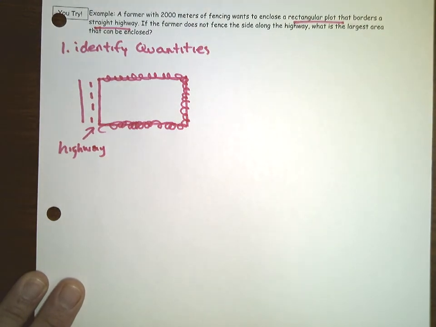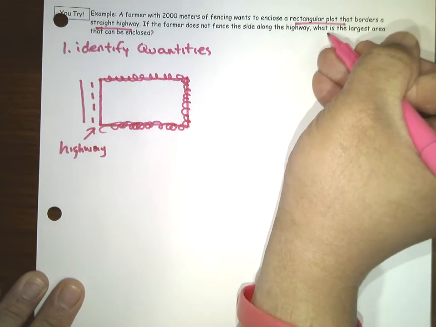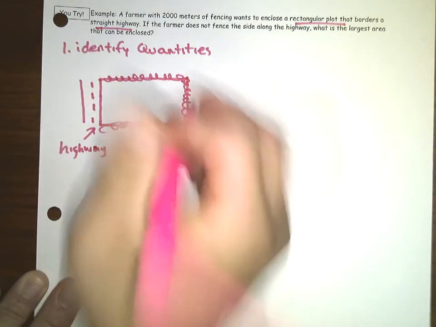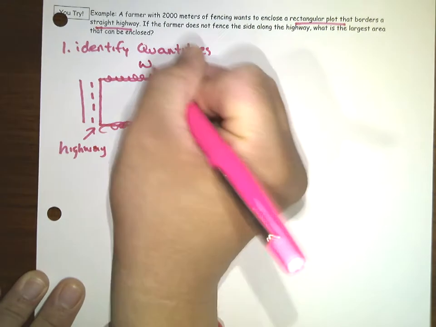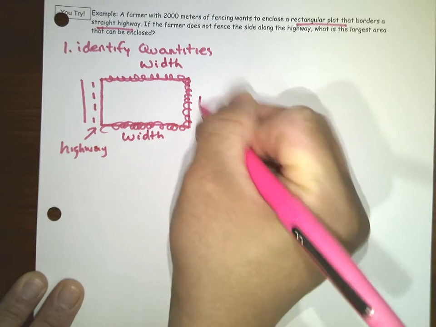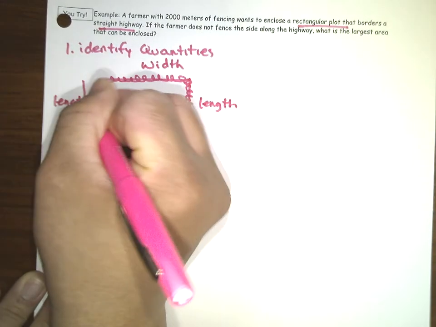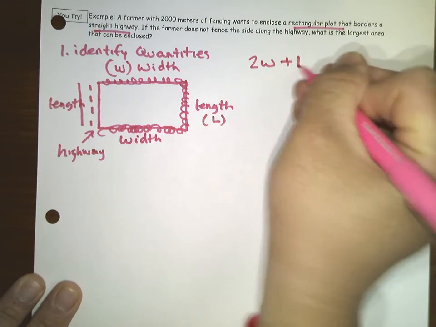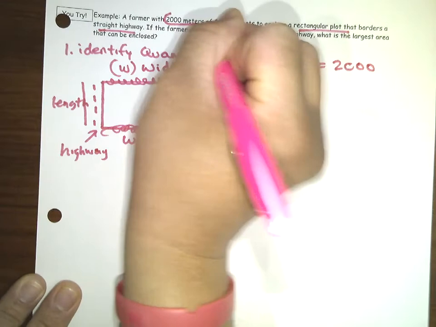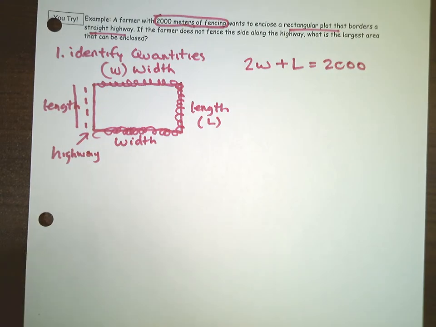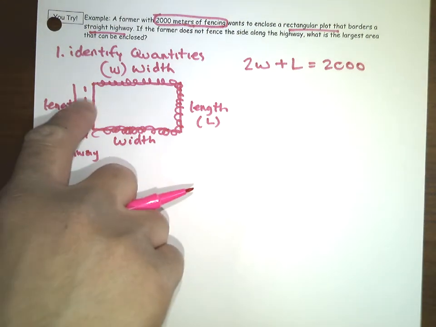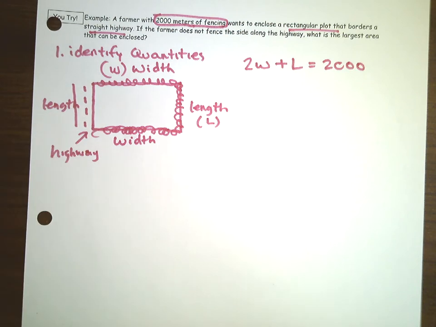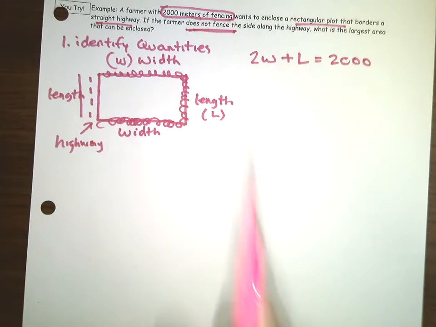So now, let's see. We know that this all needs to be 2,000 meters all the way around. So why don't we call this the width again, and then the width, and then the length, and then the length. All right, so the fencing is only going around three sides. So we know that 2W, so W is width and L is length, plus L has to be 2,000 meters of fencing. So hopefully that makes sense, that the only difference in this problem is that we're not going to have the one side of the rectangle involved in the equation, right? Because it's not being fenced in along the highway.